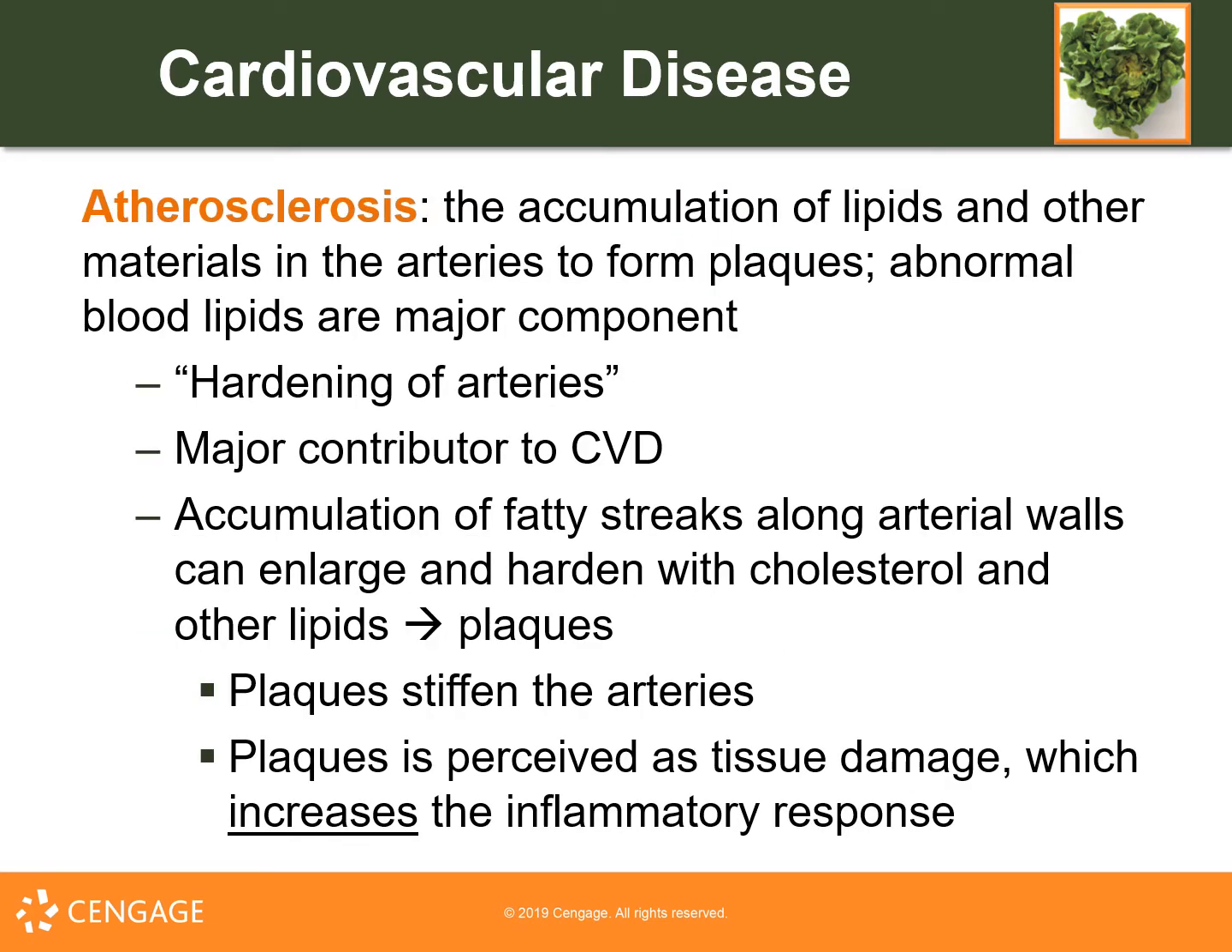Atherosclerosis is the accumulation of lipids and other materials in the arteries to form plaque. Abnormal blood lipids are a major component. It's also known as the hardening of arteries, and it's a major contributor to CVD, or cardiovascular disease. The progression of atherosclerosis starts as fatty streaks, with continued buildup of cholesterol, other lipids, and calcium until they form plaque. Plaques stiffen the arteries and narrow the passageway. Plaque is perceived as tissue damage, which increases the inflammatory response.